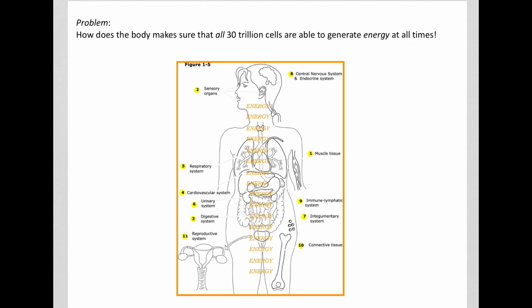This is important because humans do not store ATP. Okay, so we do not store this energy chemical ATP. If you weigh 150 pounds, you hardly have less than 1 pound of ATP in your body at any time. Okay, so since we don't store ATP, our cells need to generate ATP at all times.